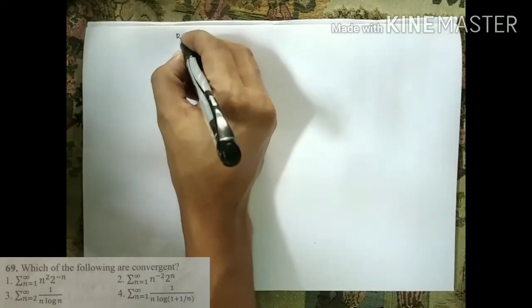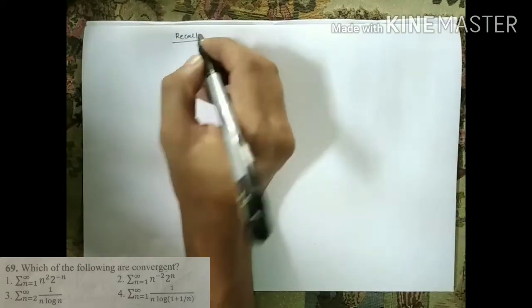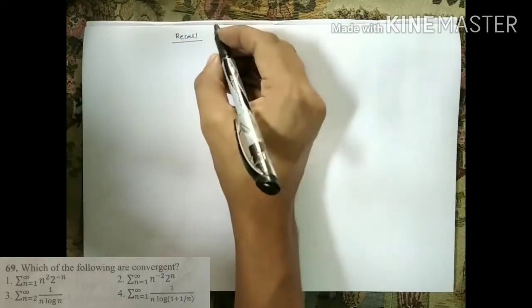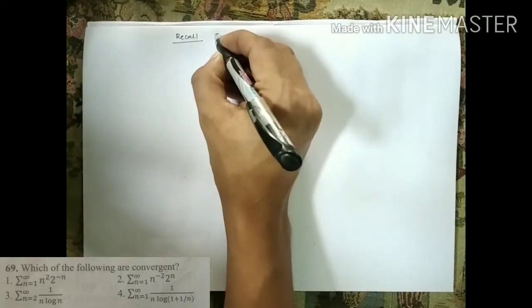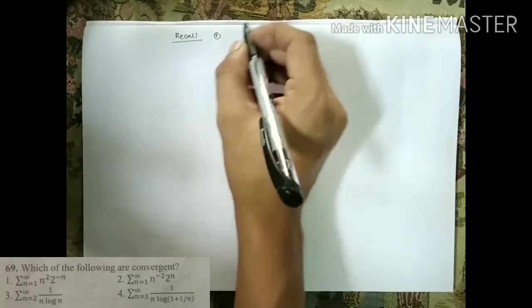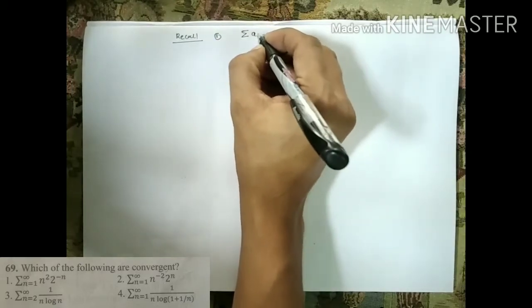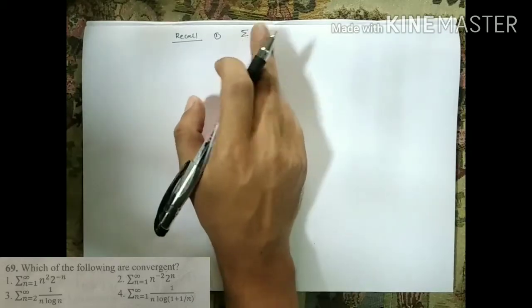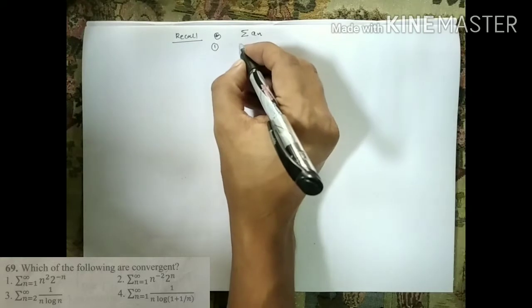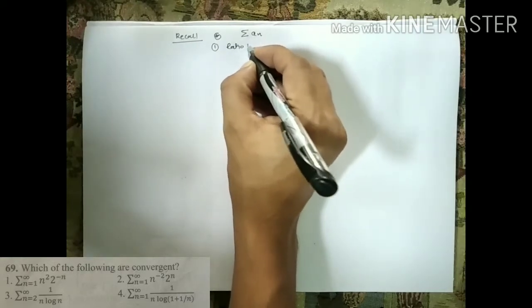Before we start solving, let's recall some tests to check whether a series is convergent or not. First is the root test. When do we say a given series is convergent? Suppose I have given this series a_n. When do we say this series is convergent? The first test is the ratio test. What is the ratio test?